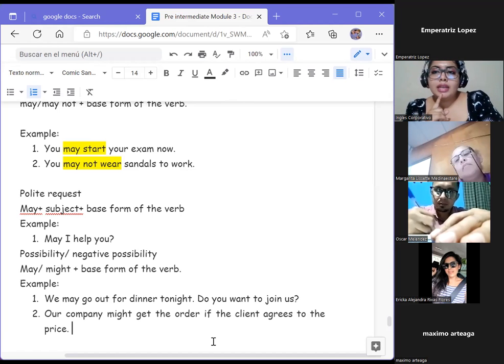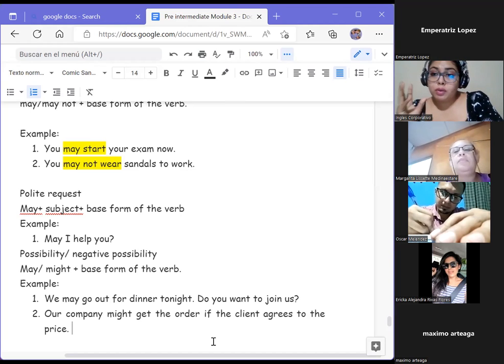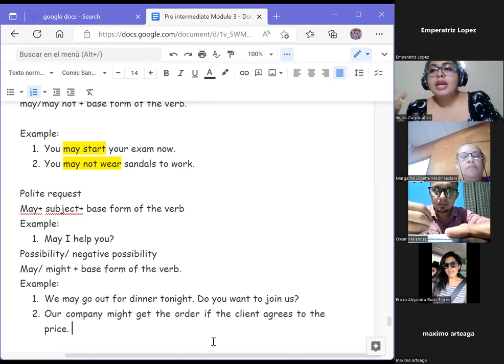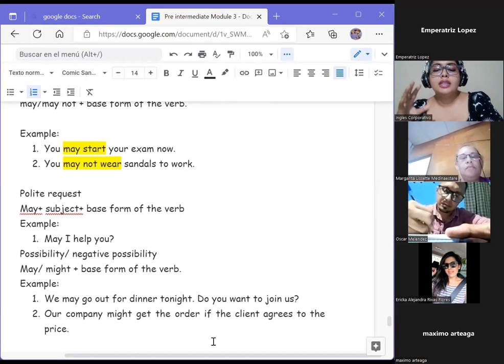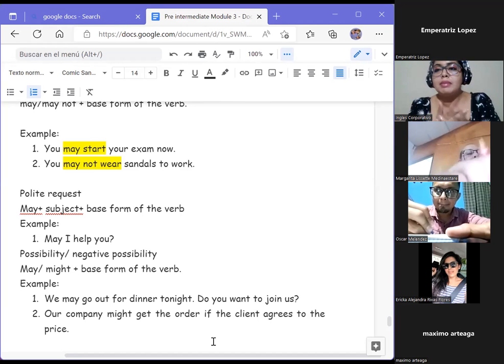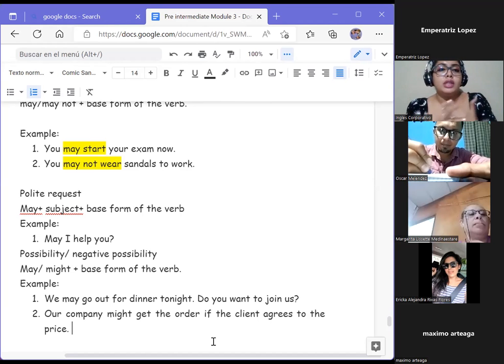Algo que tenemos que notar en estas estructuras que estamos utilizando es que son un poco más formales, un poco más respetuosas. En cambio, las que estábamos utilizando, can, could, and be able to, eran como un poquito más informales. Estas son mucho más formales, no nos vamos directamente a la pregunta. Por ejemplo, en donde dice, may I help you? ¿Te puedo ayudar? It's like that kind of sense that we give to the structure or to the question.